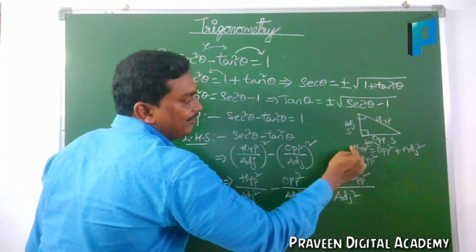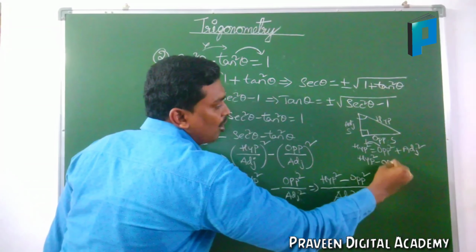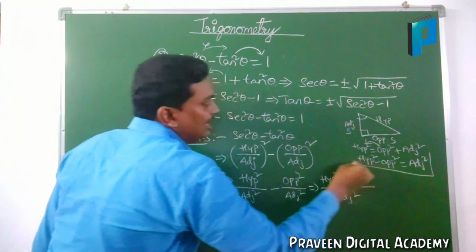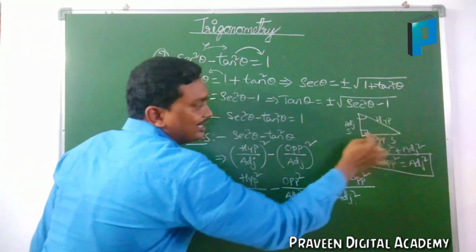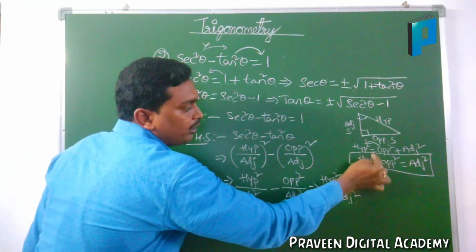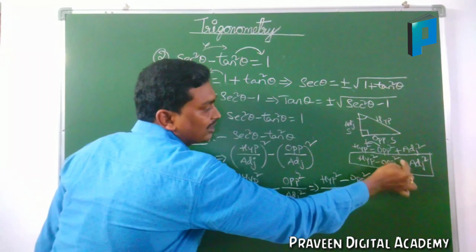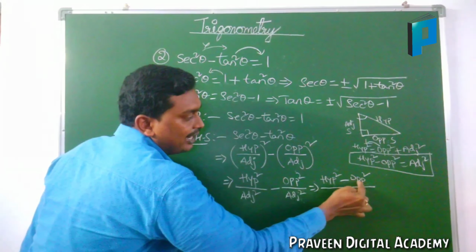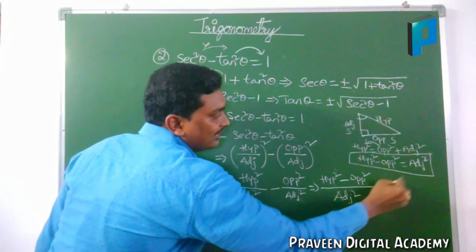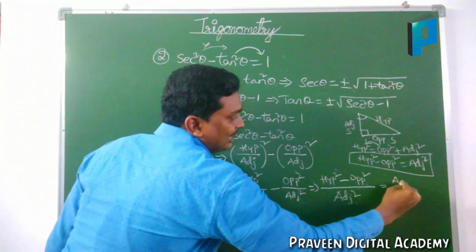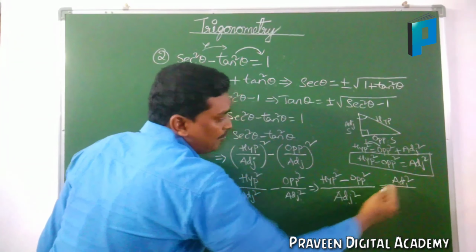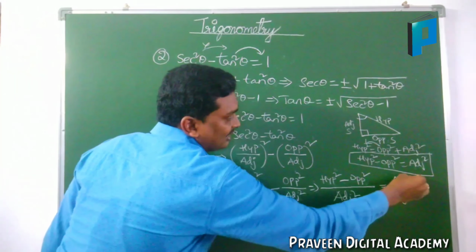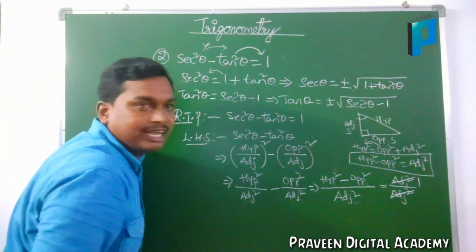When this plus comes here, it will become minus. Opposite square is equal to adjacent square. From the Pythagoras theorem, what we got? Hypotenuse square minus opposite square is equal to adjacent square. Here also hypotenuse square minus opposite square is there. That is equal to what? Adjacent square by denominator, which is also adjacent square. Adjacent square, adjacent square cancel. We will get 1.